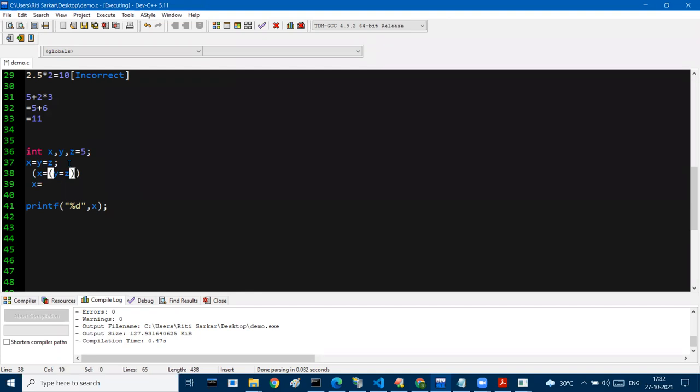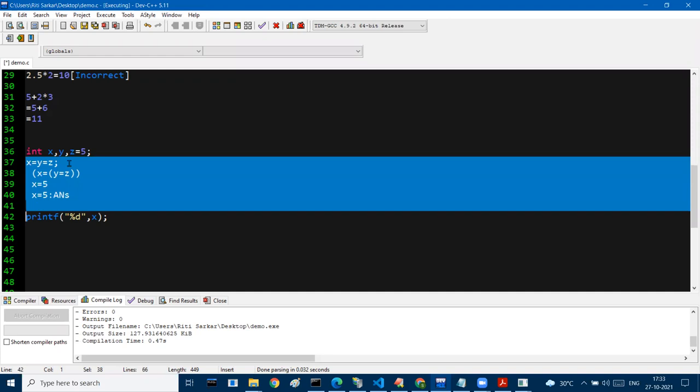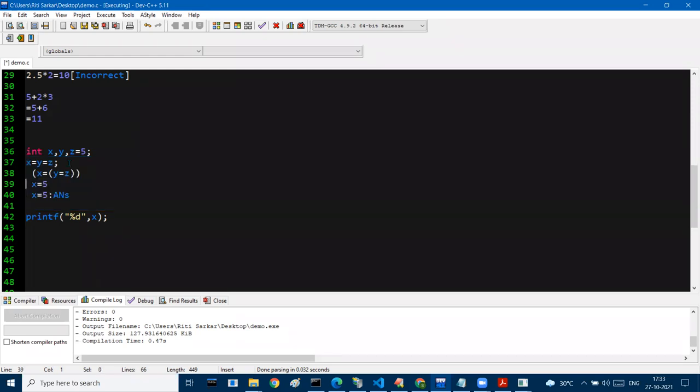What will happen? y is equal to z. Assignment operator. That means the z value will be given to y. What is the z value? 5. That will be given to y. That means y value is 5. So what value am I getting here? 5. Now the 5 value will be given to x, and finally the x value will become the answer. So evaluation purposes always start from the left. But from the associativity point of view, in the absence of brackets, how the expression will be bracketized will follow either the rule of left to right or the rule of right to left. Chetan, clear?